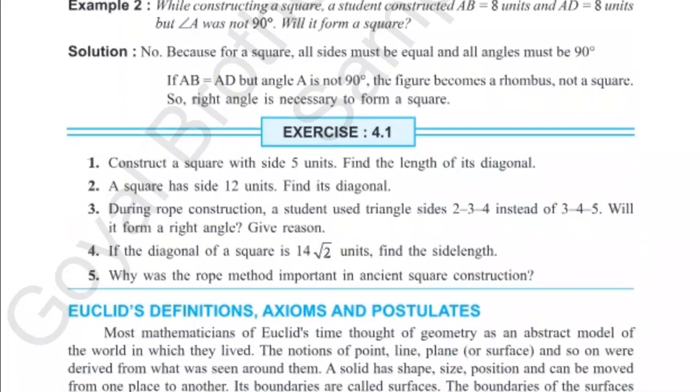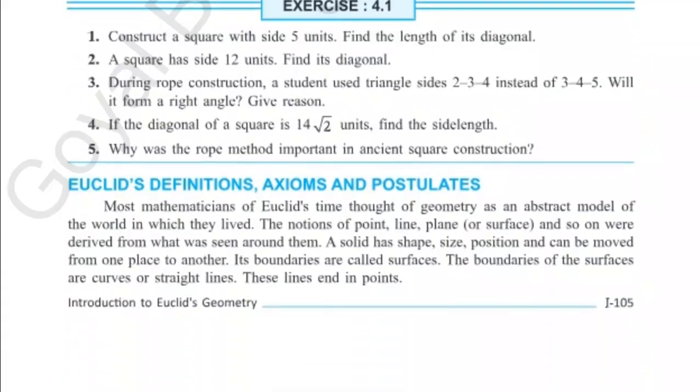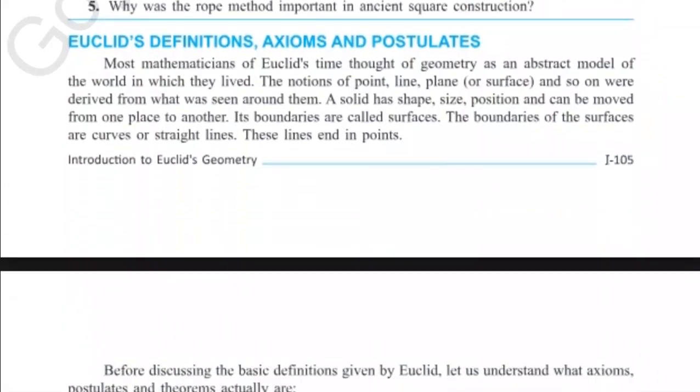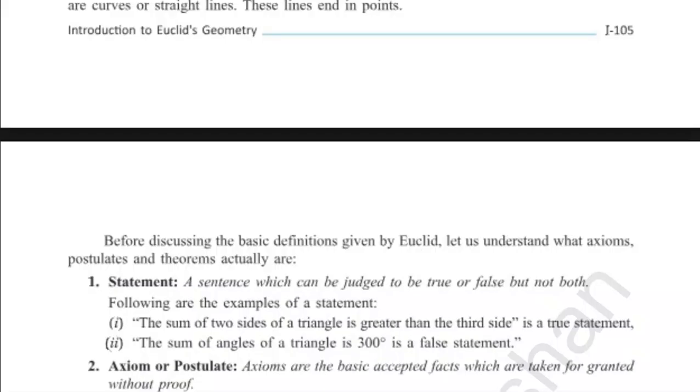Next one, it is exercise 4.1. If the diagonal of a square is 14 root 2, find the side length. Then Euclid's definitions, axioms and postulates were already studied in the previous year's book. Then next one, a statement is a sentence which can be judged to be true or false but not both. We can say whether it is correct or false.